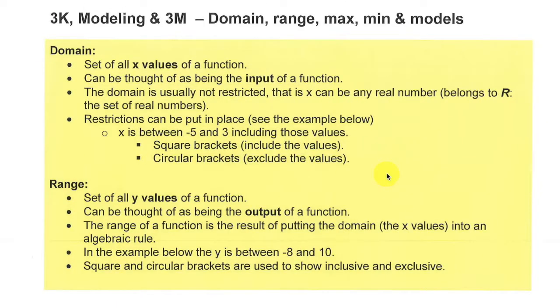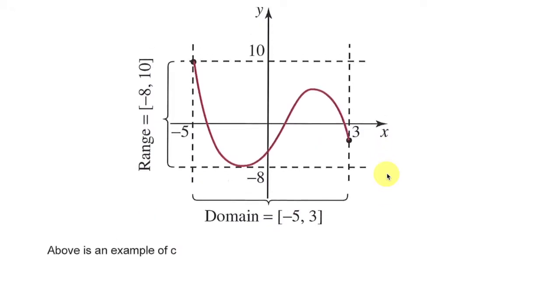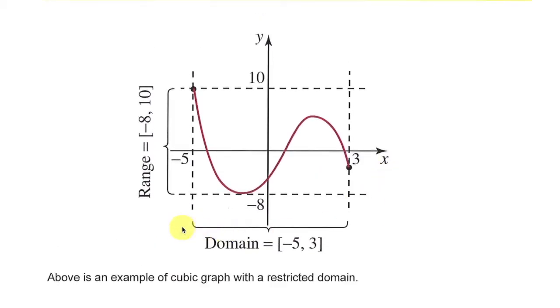Here we're going to be looking at domain, range, max, min, and modeling. Domain and range, let's take a look at this diagram. I think that's the best way of doing it. Our domain are the x values that we have. So we can see here we're going from -3 to +3, and we're including those. So therefore I'm using square brackets.